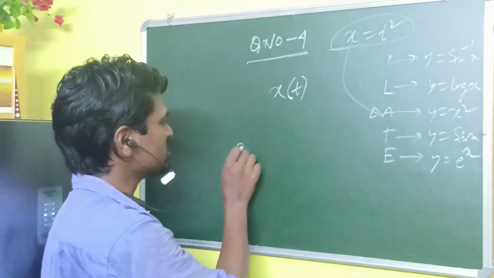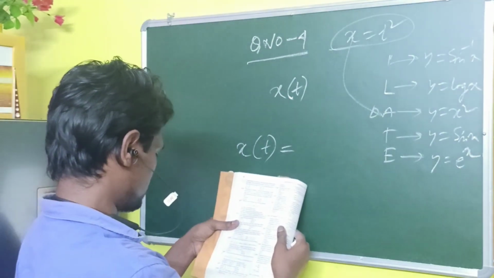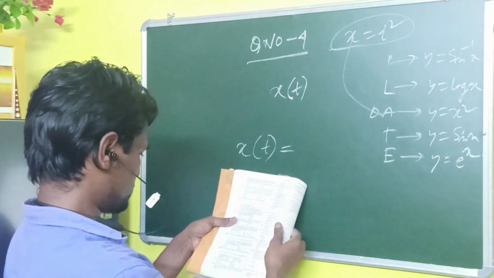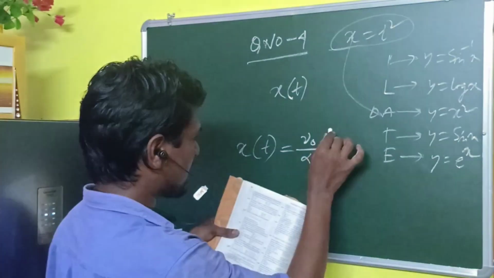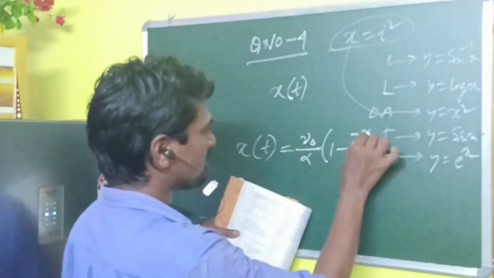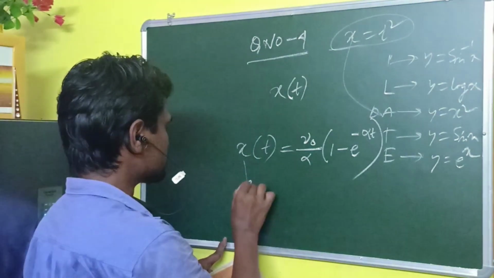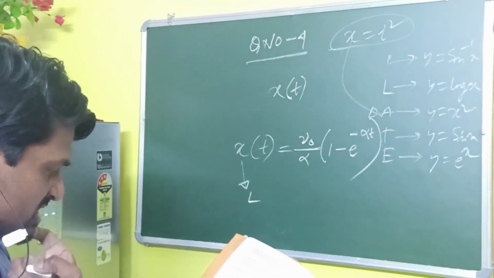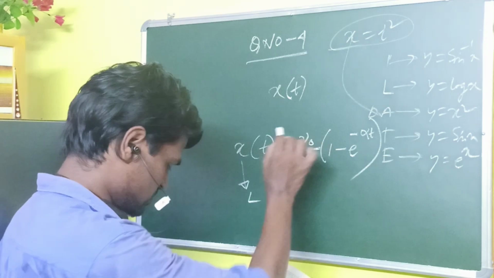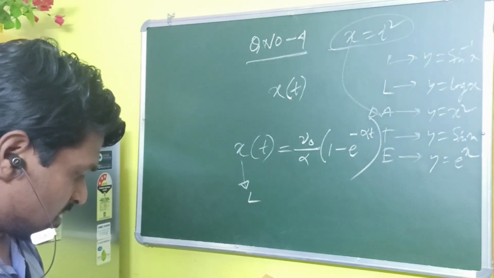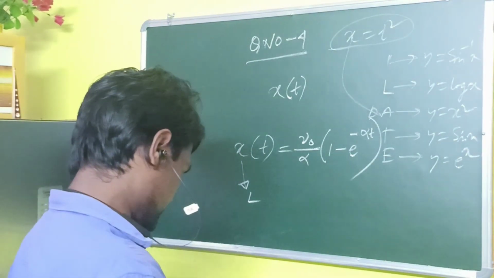So the question is x is a function of t, and this is equal to nu naught over alpha times 1 minus e to the power of minus alpha t. Here the position of the particle is given, so the dimension is L. The position of the particle at time t is given by the relation where nu naught is a constant. Find the dimensions of nu naught and alpha respectively, and the options are given.